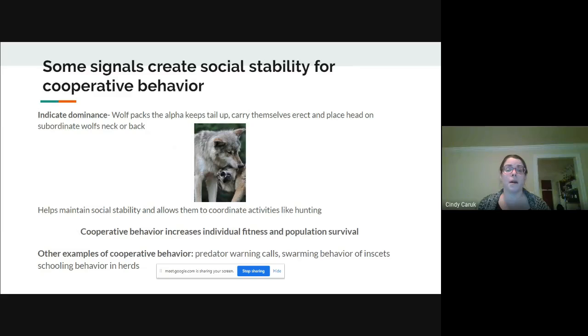There's a lot of other examples: predator warning calls, swarming behaviors of insects. If you've ever seen, for instance, somebody goes into a bee's nest or something, all the bees come out and swarm. Schooling behavior, herds, okay?